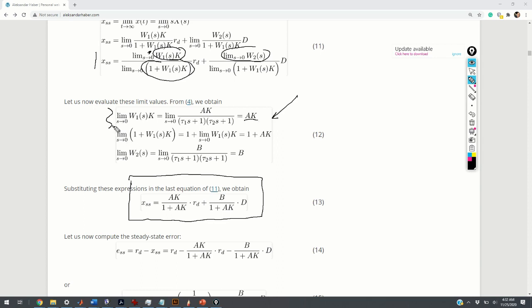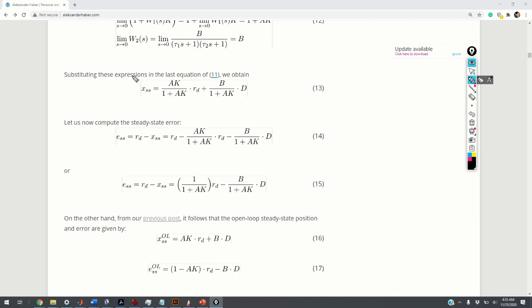Similarly, the expression in the denominator becomes 1 plus AK, and the numerator of the second expression becomes equal to B. So if we substitute these three values in equation 11, we arrive at equation 13. And equation 13 is the fundamental equation for analyzing the effect of the feedback control algorithm on the displacement.